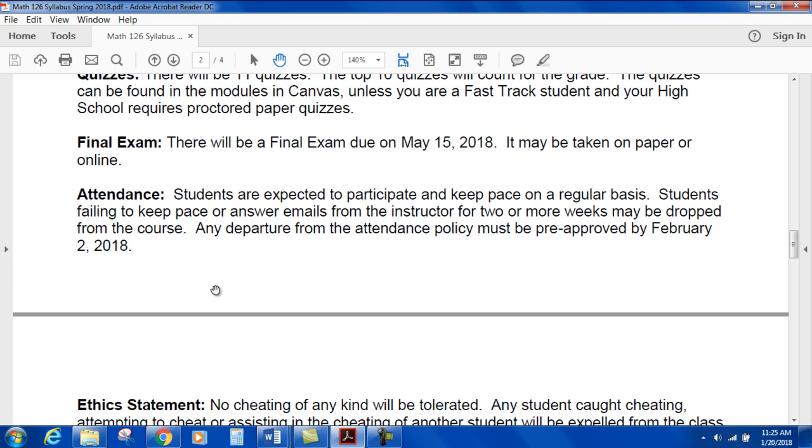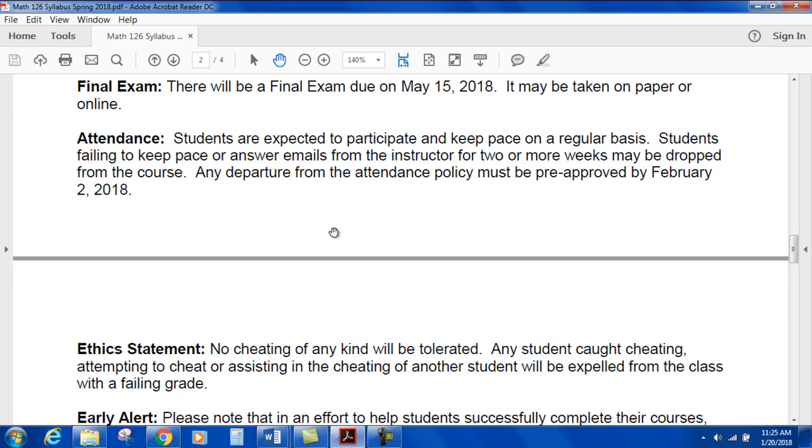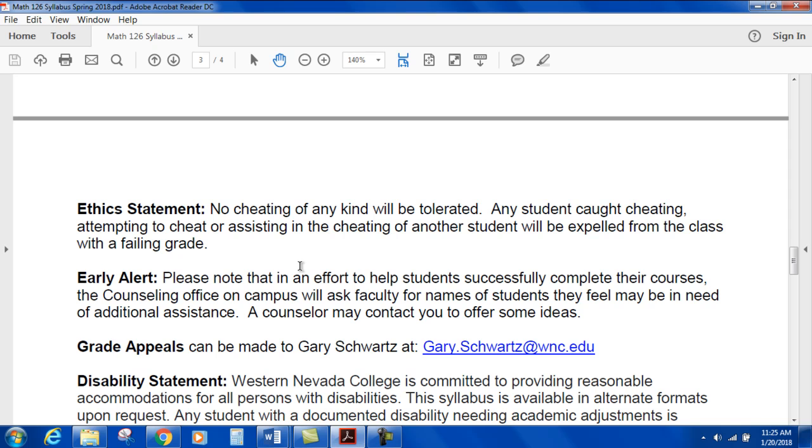Attendance. Students are expected to participate and keep pace on a regular basis. Students failing to keep pace or answer emails from the instructor for 2 or more weeks may be dropped from the course. Any departure from the attendance policy must be pre-approved by February 2nd. Ethics statement. No cheating of any kind will be tolerated. Any student caught cheating, attempting to cheat, or assisting in the cheating of another student will be expelled from the class with a failing grade. That would be an F.